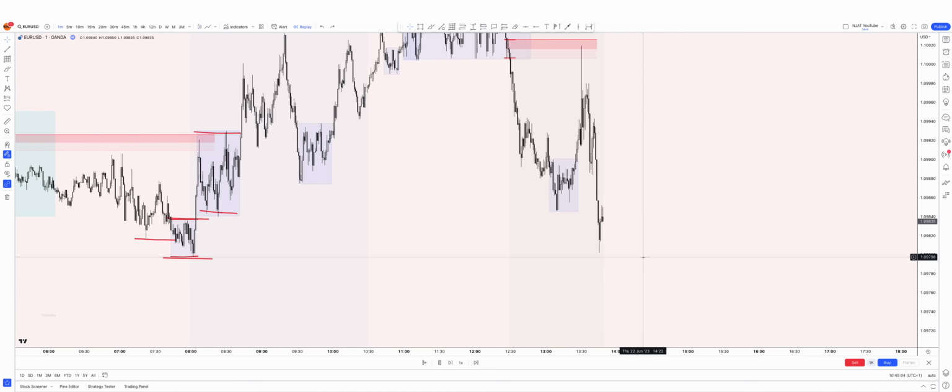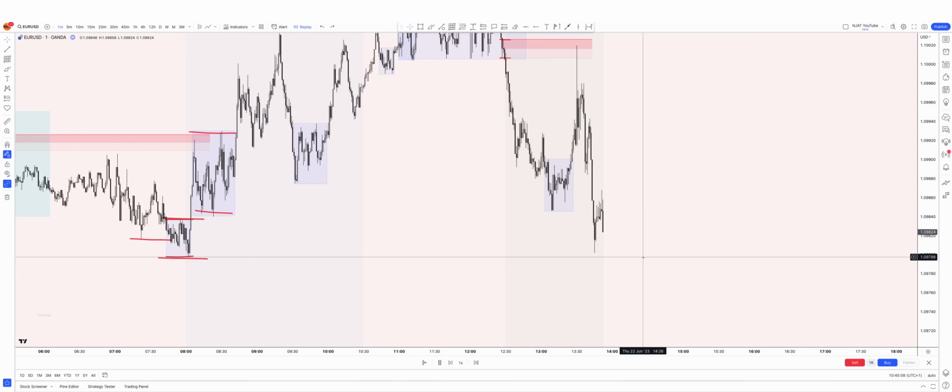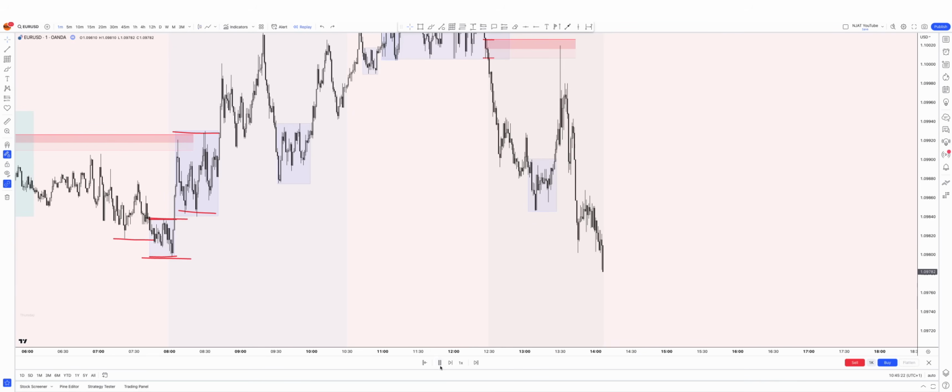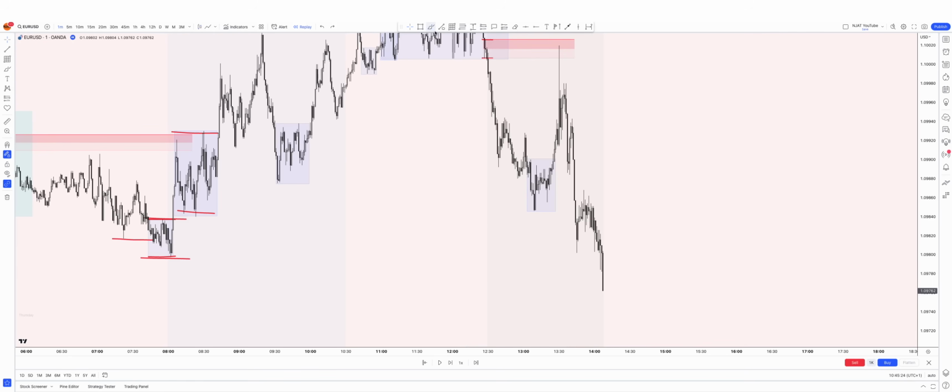So we see that reaction out of that sideways range now. What does that go on to create? Doesn't go on to create anything. Like I said, when we just get those reactions that don't create those sideways ranges, that's just a reaction out of the volume. And then we see continuation to the downside. And we've broken this structure low here now as well.